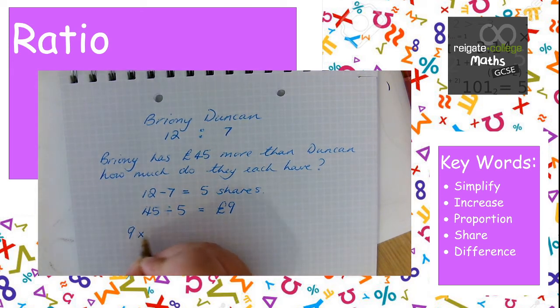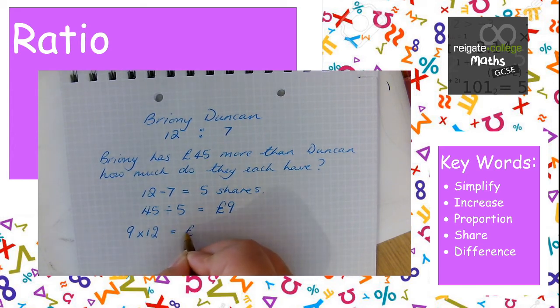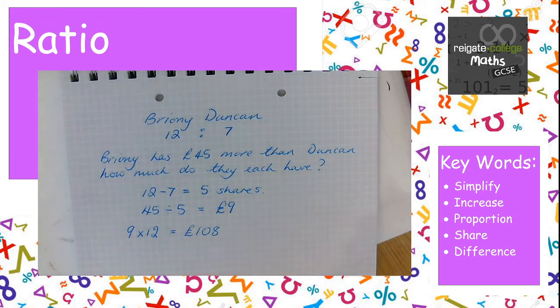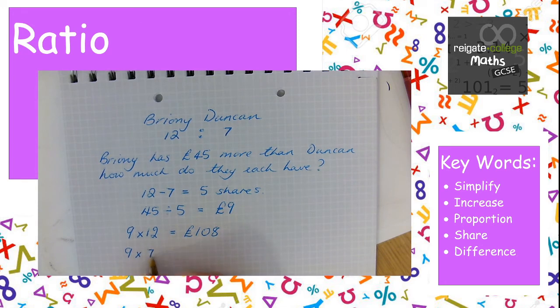£9 multiplied by Bryony's 12 shares means Bryony is going to receive £108. £9 multiplied by Duncan's 7 shares means Duncan is going to receive £63.